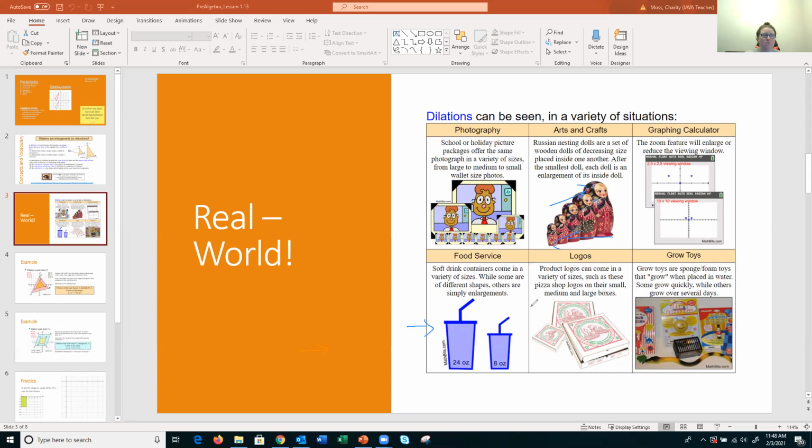Product logos can come in a variety of sizes. You guys can't see my t-shirt, but I have a K-12 design on my shirt, and obviously this design is not going to be the same size on my shirt as it is on a little kid's shirt. It's going to be smaller. So understanding dilations in that aspect, there are a lot of real world relations with this. All right, let's keep going.